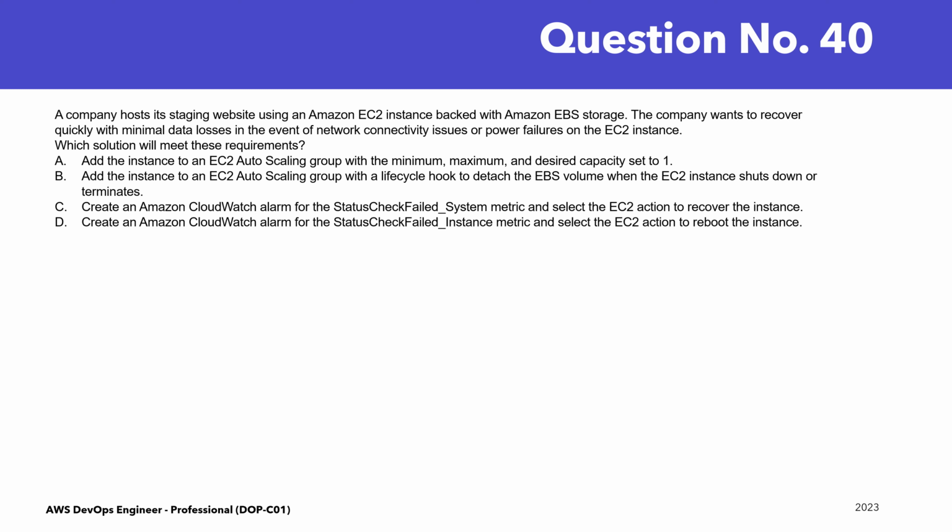Correct answer, B. A company hosts its staging website using an Amazon EC2 instance backed with Amazon EBS storage. The company wants to recover quickly with minimal data losses in the event of network connectivity issues or power failures on the EC2 instance. Which solution will meet these requirements?